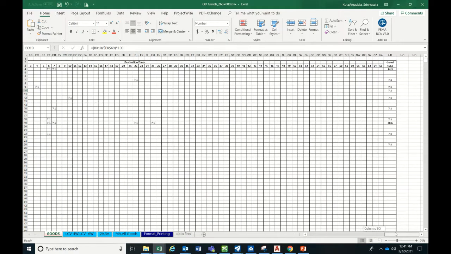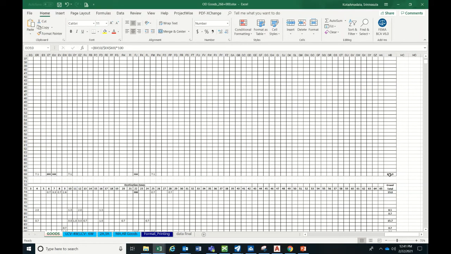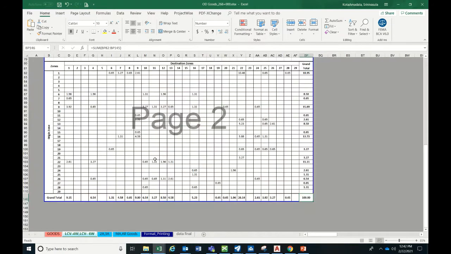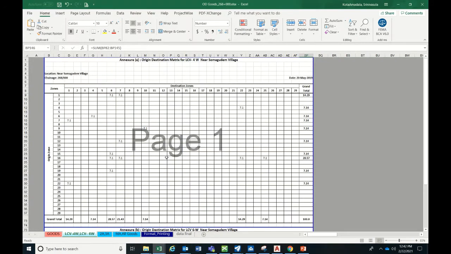Once you got the percentage, you have to make a proper format for printing purpose, for submission purpose. That's it, guys. I hope you understand the concept.